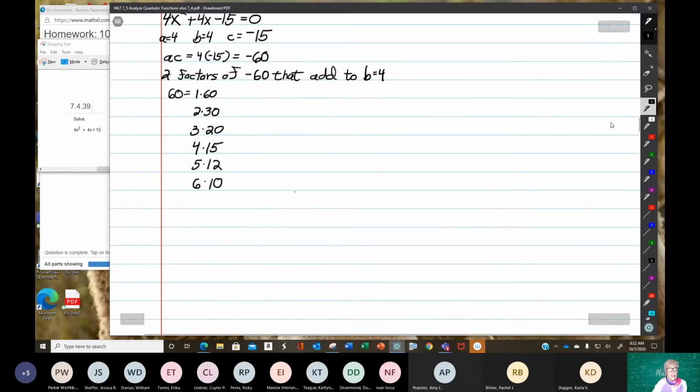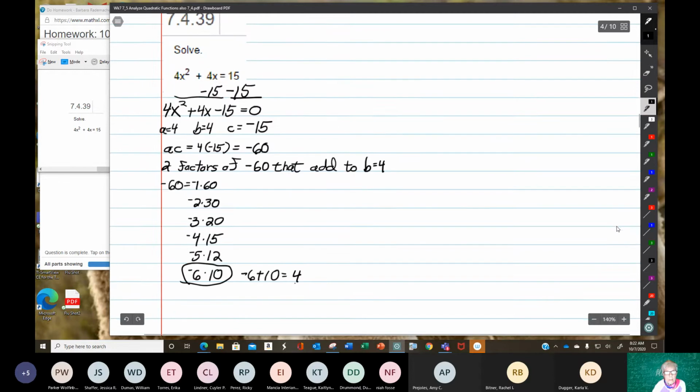Okay, but this is a negative number, negative 60. And that means since negative times positive is negative, I should make one of these coordinates negative. Negative 6 times positive 10 is negative 60. Oh golly. Negative 6 plus positive 10 is 4. Bingo! These are our numbers.